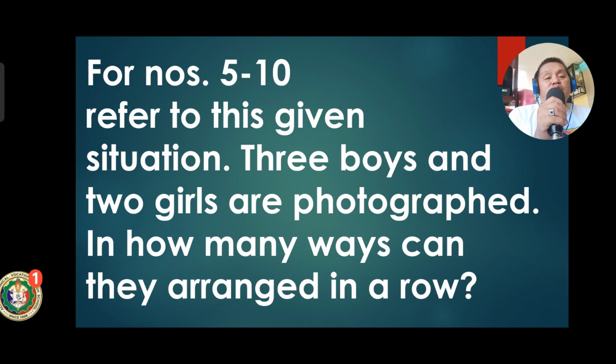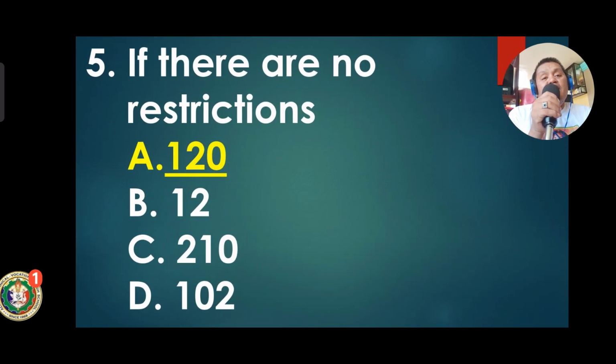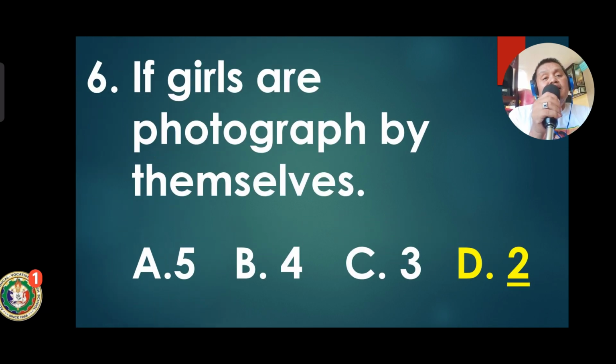For numbers 5 to 10, refer to this given situation. 3 boys and 2 girls are photographed. In how many ways can they be arranged in a row? Again, for numbers 5 to 10, refer to this given situation. 3 boys and 2 girls are photographed. In how many ways can they be arranged in a row? Number 5. If there are no restrictions, you are going to solve. The possible answer there is letter A, 120.